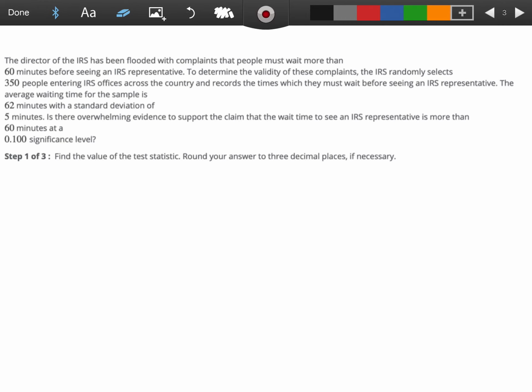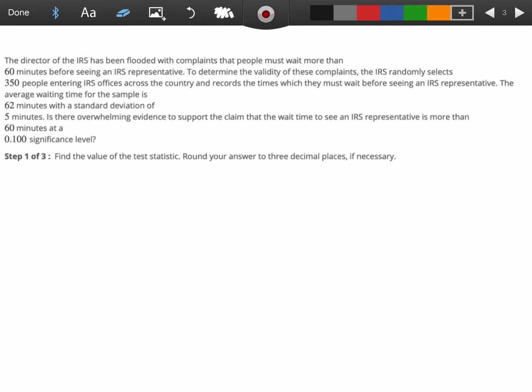So we know that we're dealing with means here. The population mean was 60 minutes, but they took a sample and the sample mean was 62 minutes with a standard deviation of 5 minutes. You have a sample standard deviation. What test does that signify? Well, we know that we're dealing with means and we've got a sample standard deviation. It's going to be a t-test.